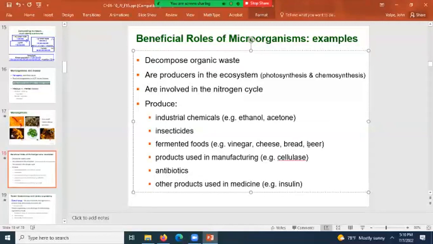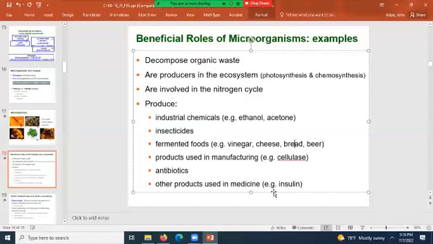And then we use microbes to make various substances like beer and wine. We use microbes to make products that are used in manufacturing. One example is cellulase, which breaks down cellulose. We use microbes to make antibiotics, like penicillin G is made by a microbe. And then many other products that are used in medicine.